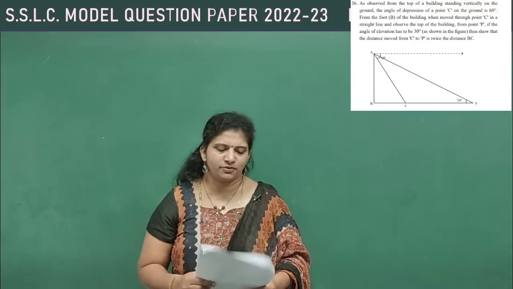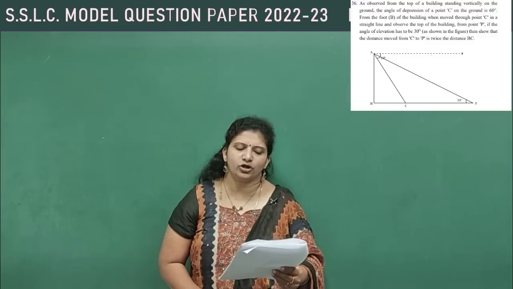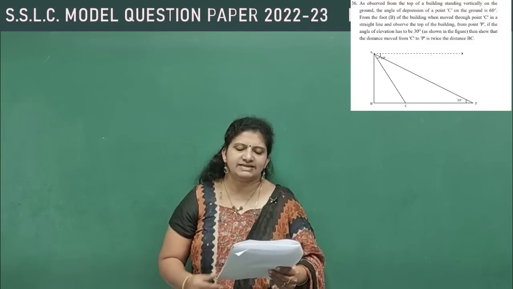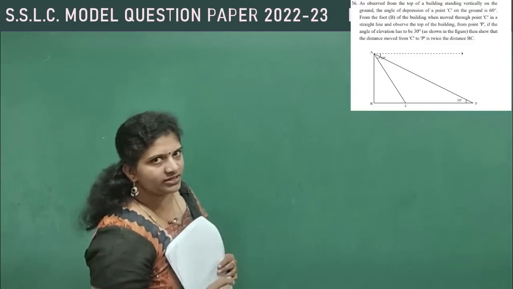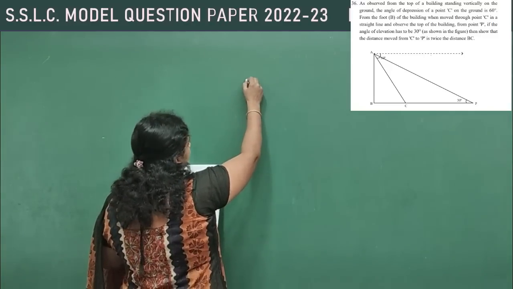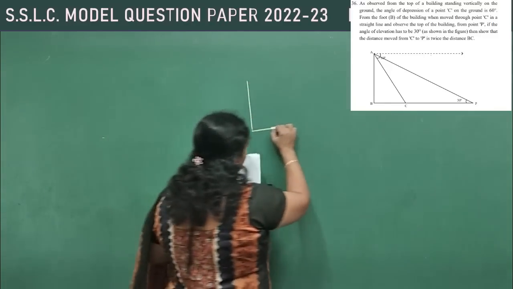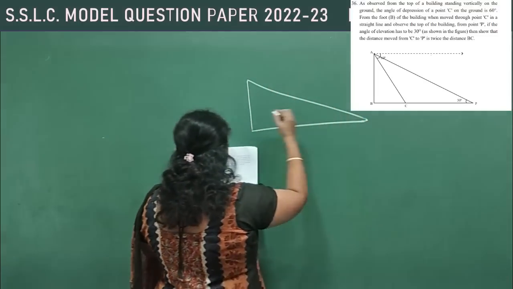So coming to your next problem, 36th problem. As observed from the top of a building standing vertically on the ground. So let us draw this figure. Let me draw, already given in your question paper this figure. So you can see the figure here.